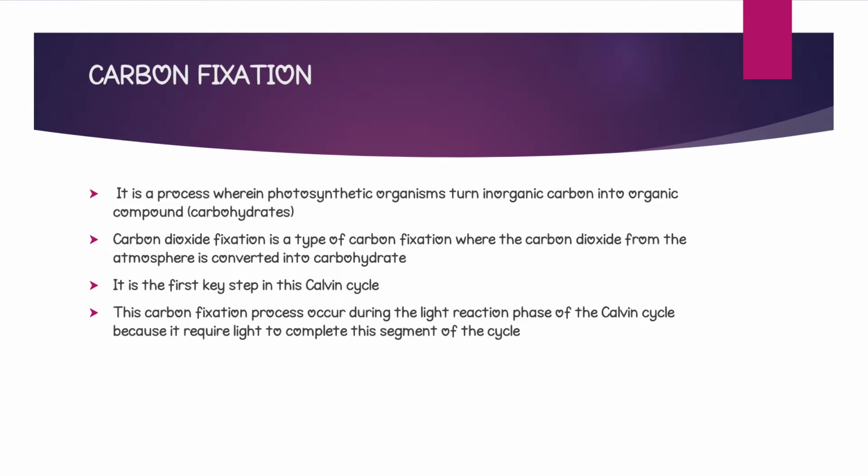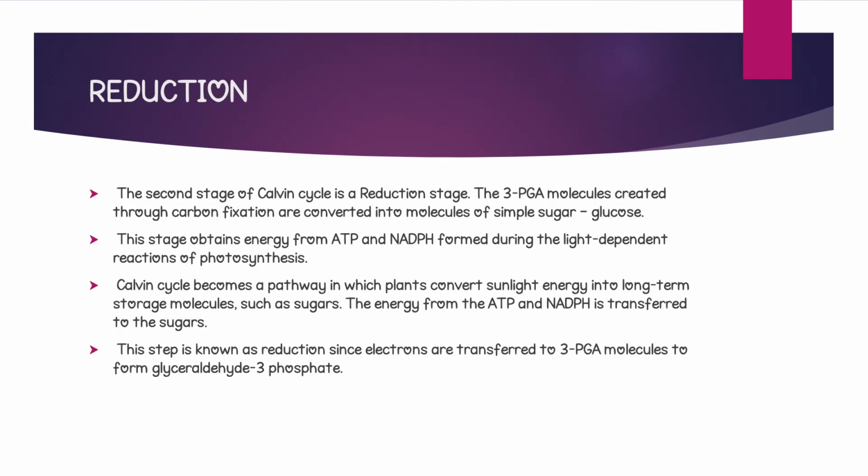In this stage, the 5 carbon compound ribulose bisphosphate is joined with carbon dioxide and produces 2 molecules of the 3 carbon compound phosphoglyceric acid. The second stage of the Calvin cycle is the reduction stage. The 3-phosphoglyceric acid molecules created during carbon fixation are converted into a molecule of simple sugar, glucose. This stage obtains energy from ATP and NADPH formed during the light dependent reaction of photosynthesis.